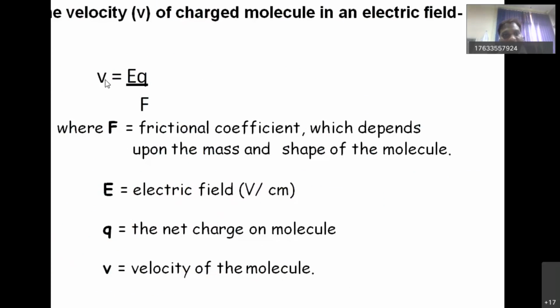So you can determine the velocity of the molecule which is going to separate. You can calculate it by V = EQ/F. E is the electric field and Q the net charge of the molecule, while F is the frictional coefficient, which depends upon the mass and shape of the molecules.